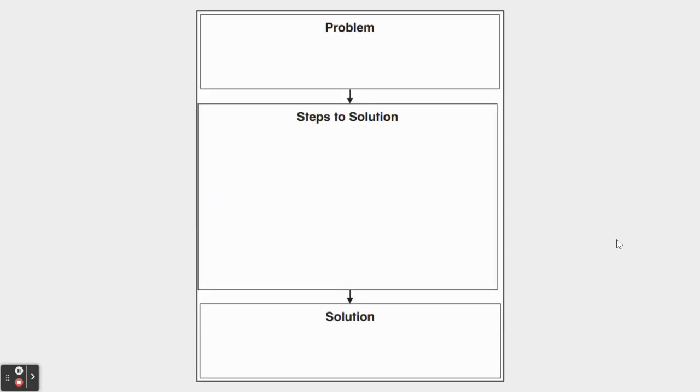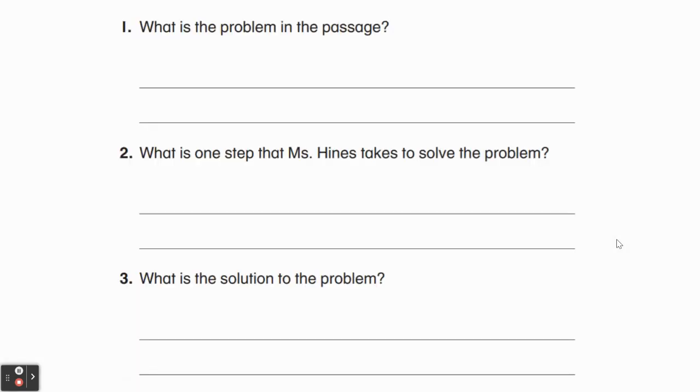So, did Miss Hines solve her problem at the end of the story? What do you think? We will work together to find that out. Here are the questions on page 235. Number 1 asks, what is the problem in the passage? So what is the problem in this story? Well, usually the problem is found at the beginning. So let's go back to the beginning and see if we can figure it out.